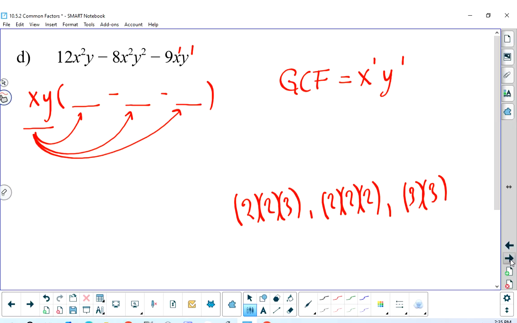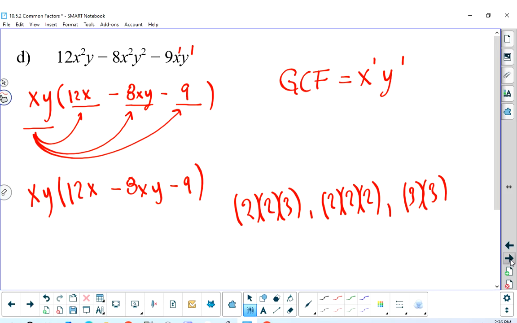Well, I need a 12, and I need an x, and that's it. I need an x because I got to get x squared. Over here, I need an 8. I need an x and a y. That will give me x squared, y squared. And over here, I just need a 9. So it's xy times 12x minus 8xy minus 9. And again, feel free to multiply that out and confirm to yourself that it will give you what we started off with.